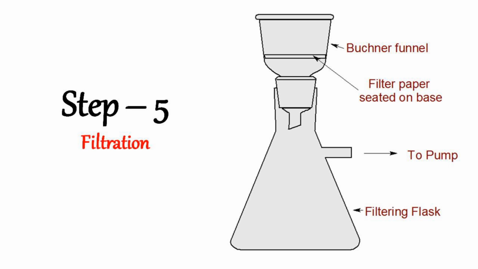In the case of Buchner funnel, we can use sintered crucible G3 or G4. Here in the diagram we used filter paper. In the case of crucible, there is no need for filter paper. So this is the filtering flask. Then a tube will be there. The tube is attached to the suction pump.